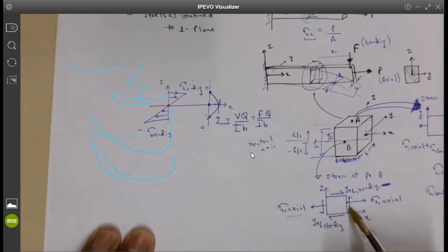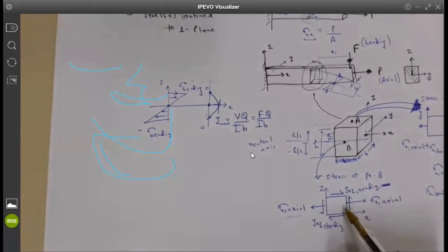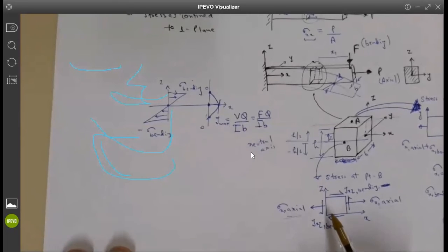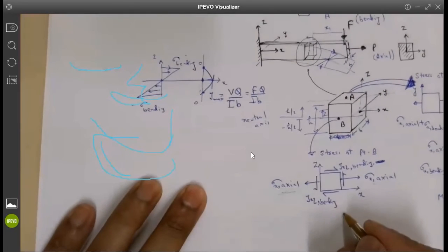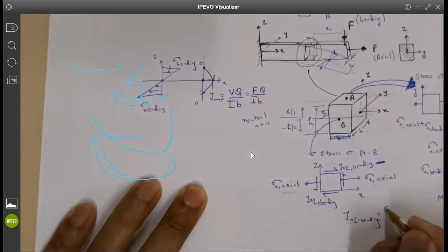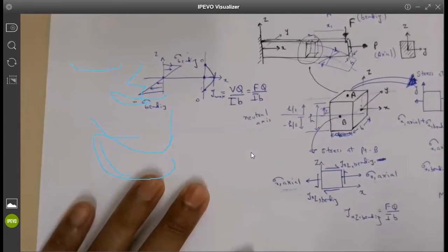And I know that if I have one shear stress, then it will be on all four faces, because summation of F has to be 0 and summation of M has to be 0. So this has to be on all four sides, and it will be like this. And this tau x is nothing but this specific formula. So tau x due to bending is exactly FQ divided by I times B.